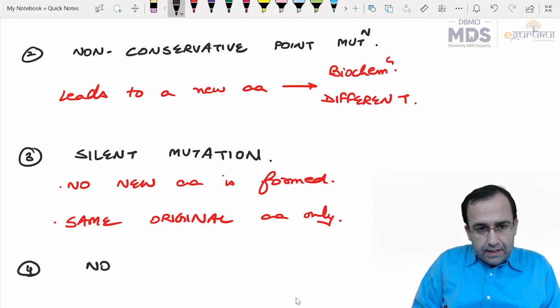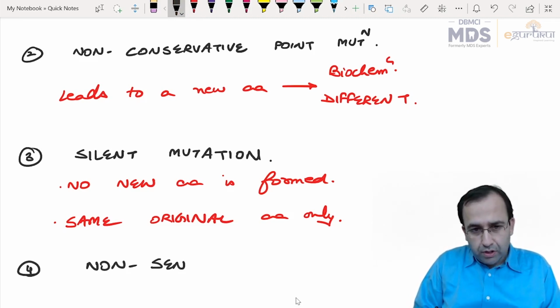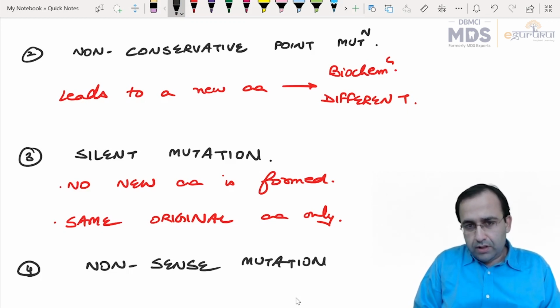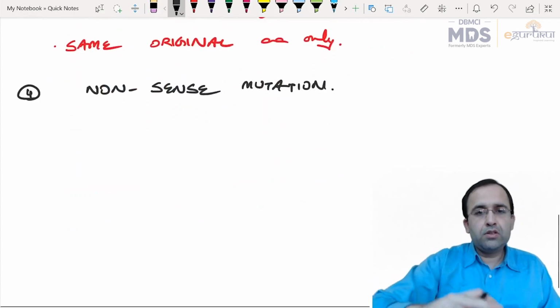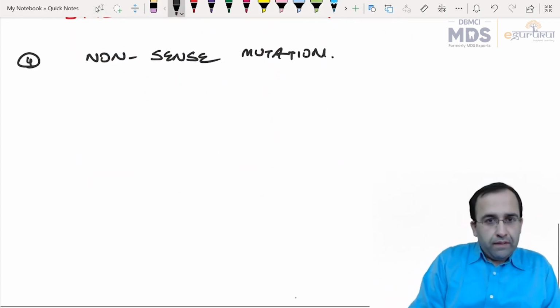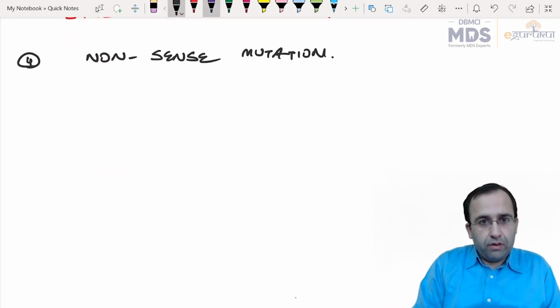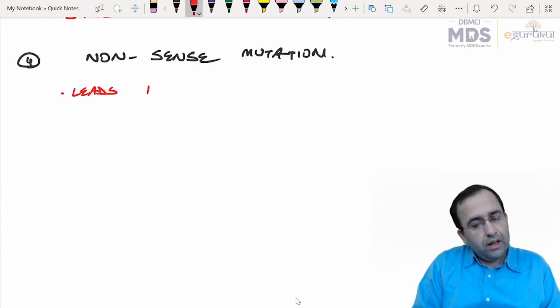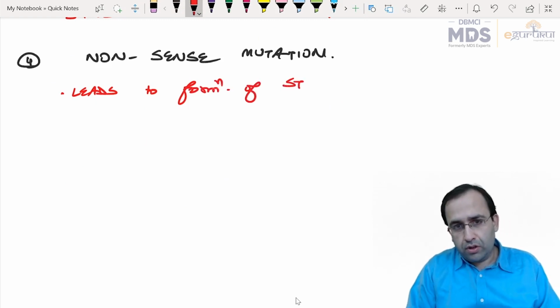Next is a nonsense mutation. It is so nonsensical in nature that it leads to the formation of stop codons.